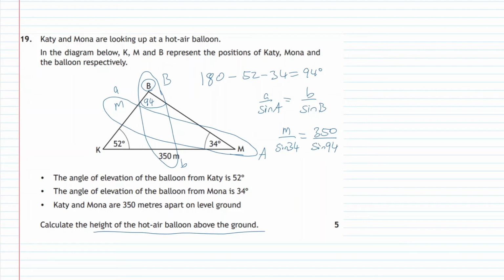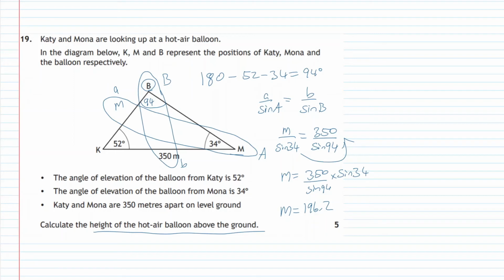And if we rearrange this, we times both sides by sine 34, which just amounts to bringing it up to the other side. So we get that M is 350 over sine 94 times sine of 34. And if you pop all this into your calculator, you can do it in multiple steps if you want, it'll come out to be 196.2, and I'll just leave it to one decimal place for the time being.